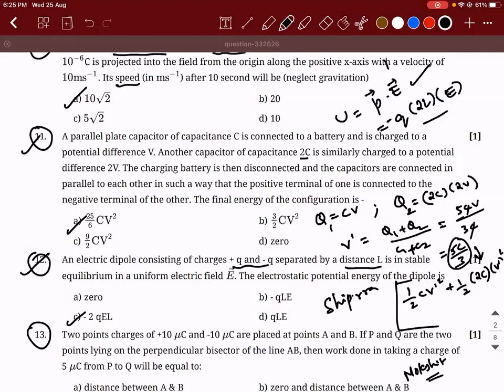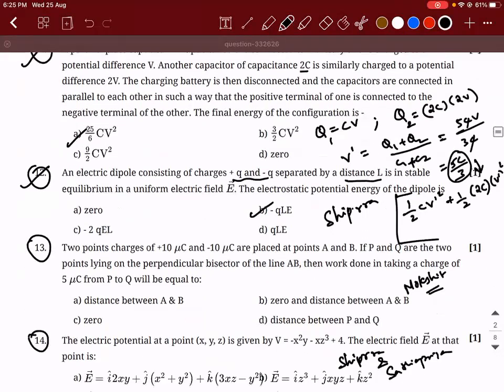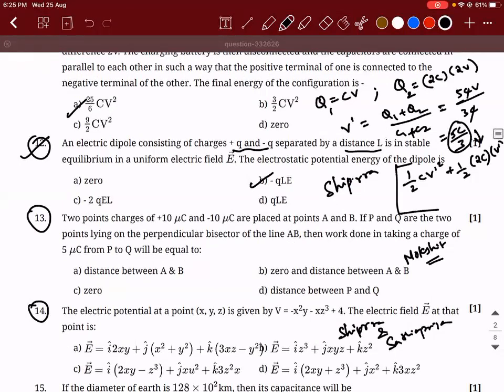Okay, sir. Sorry, not 2L. Minus Q into L into... No. Q into 2A, right? 2A is the distance of separation between the charges. Okay, sir. Since I got confused there, since there are two charges, I thought we have to calculate for each of them, sir. No need.